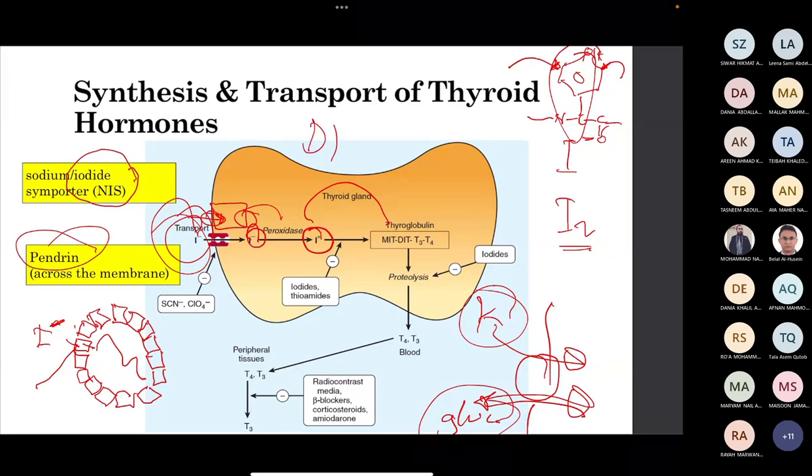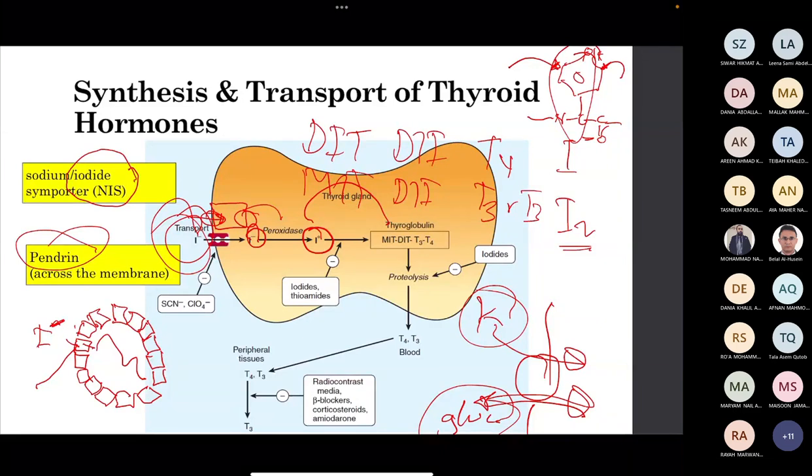Two DITs, diiodotyrosine with diiodotyrosine, form T4, while monoiodotyrosine with diiodotyrosine gives either T3 or reverse T3. Now, I don't know if monoiodo is combined with monoiodo, but this is how we form T4 and T3. Now T4 and T3 remain attached in the polymer, and then proteolytic degradation of the processed thyroglobulin occurs, and this creates a pool of T4 and T3 that are released on demand.